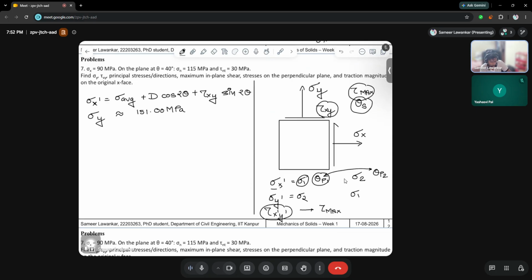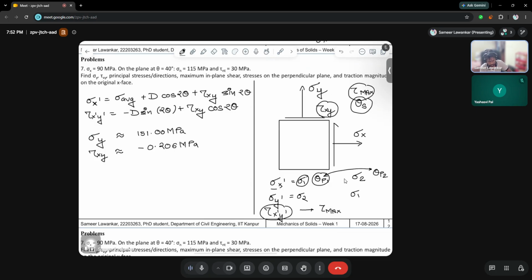Okay, we need to use another equation also, for tau x dash y dash, that is minus d sine 2 theta plus tau xy cos 2 theta. I will just put that here also so as to avoid confusion. Tau x dash y dash is equal to minus d sine 2 theta plus tau xy cos 2 theta. Okay, so now two equations, two unknowns will give us sigma y as approximately equal to 151 MPa and tau xy as approximately equal to minus 0.206 MPa. It's not zero, it's approximately zero.